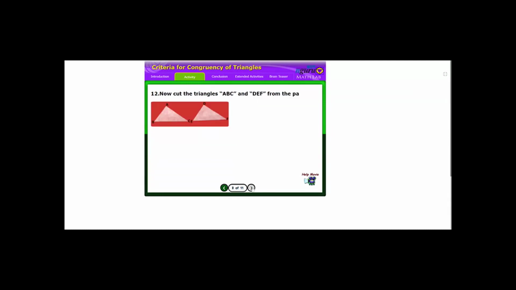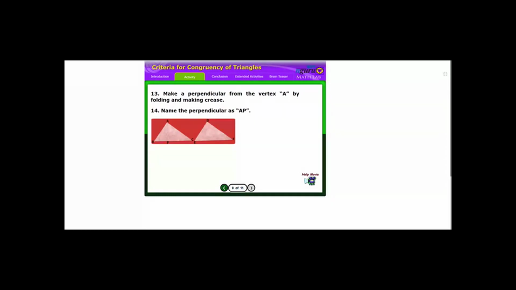Now cut the triangles ABC and DEF from the patty paper. Now make a perpendicular from the vertex A by folding and making a crease. What is the meaning of making a crease? Folding the paper. When you fold, you get one line, right? That is the crease. And name it as AP.